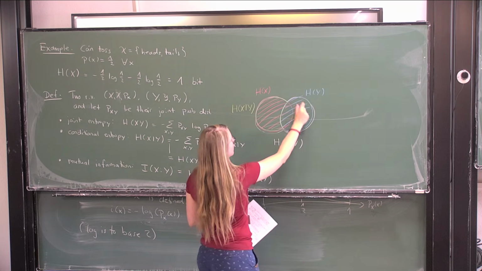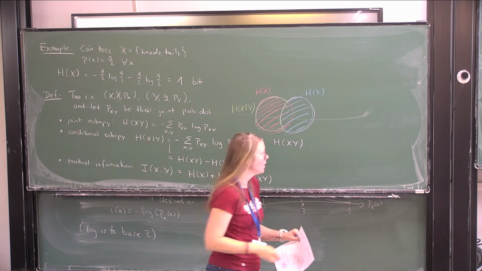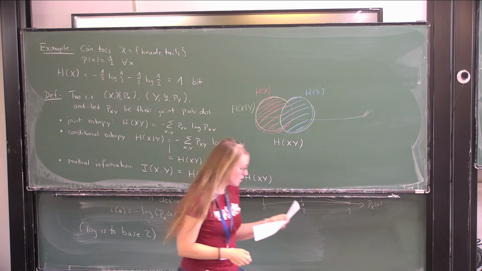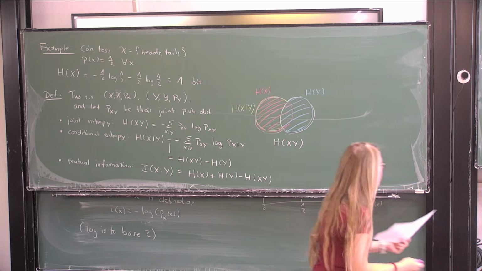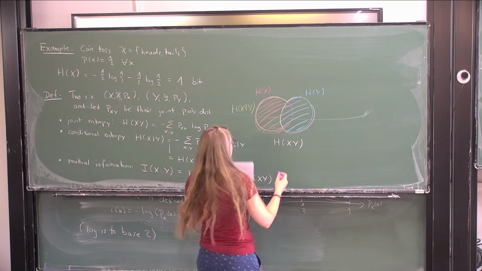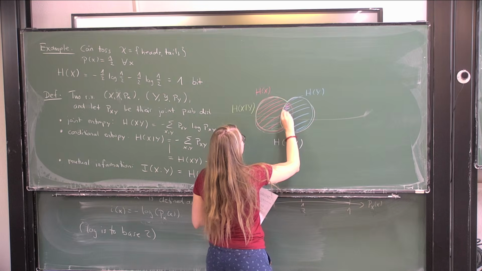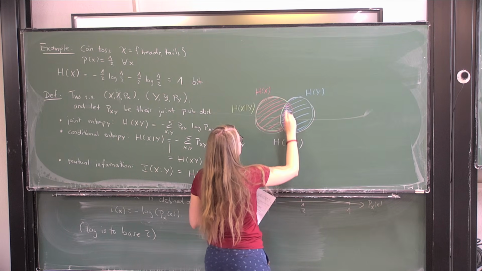And you can similarly do it for the other side. Then you would get H(y given x). And the mutual information is this part.